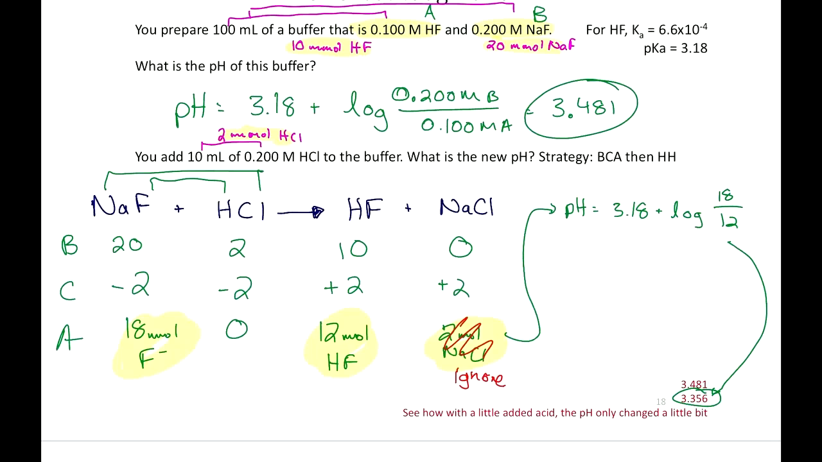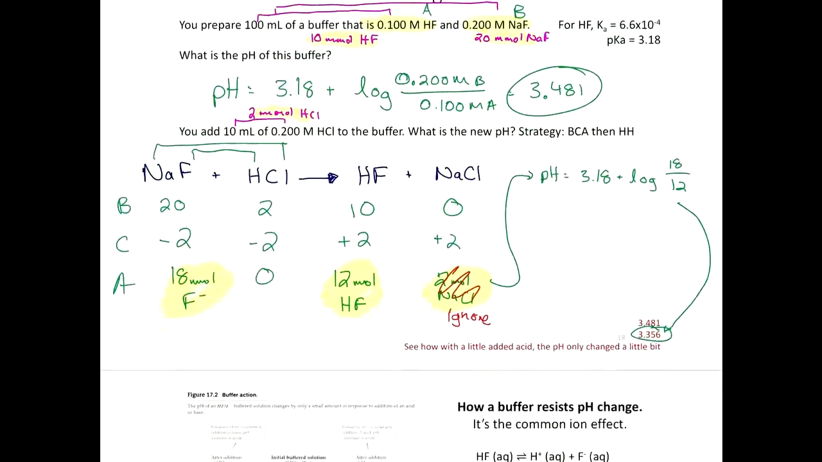Get those millimole amounts, add a little bit of acid or a little bit of strong base to change that base to acid ratio within our BCA table, right? We converted some of the F- into HF in that BCA table, all right? And there it is. Okay, so that one's definitely harder.